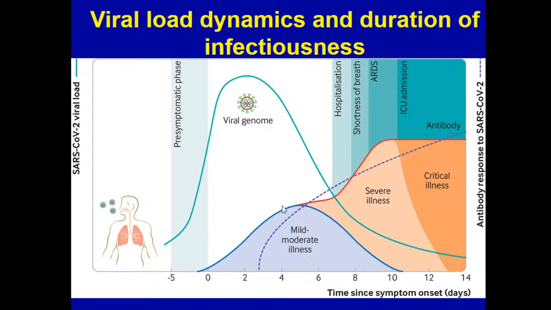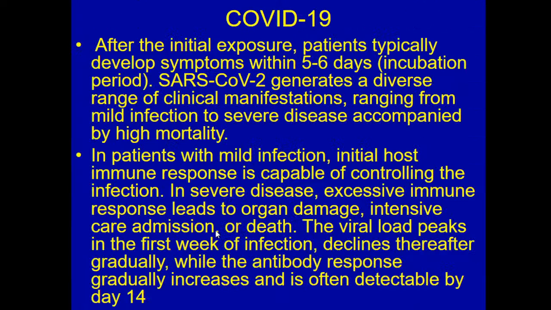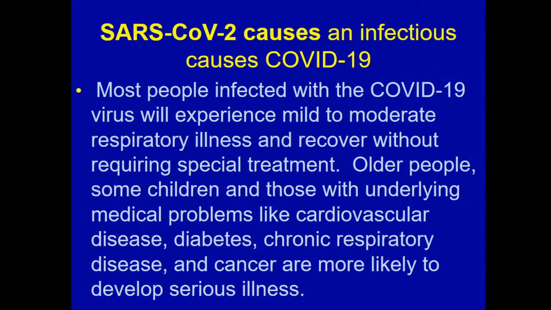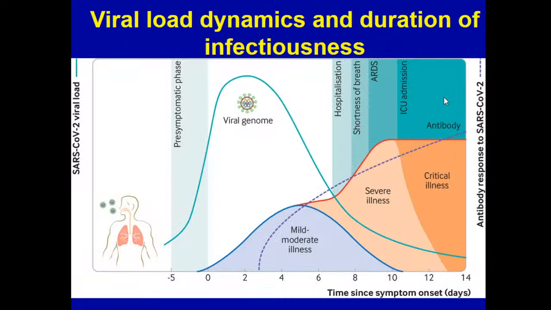And one more thing, the virus shedding is not correlated directly with the severity of the illness. The viral load peaks in the first week of infection and then declines gradually, while the antibody response gradually increases. As soon as the antibody response increases, the virus will disappear from the blood.